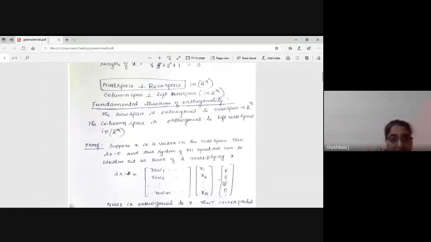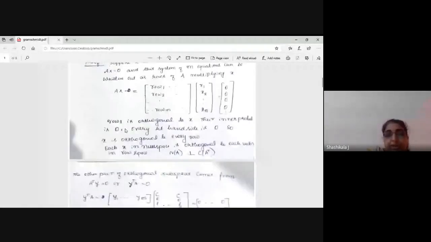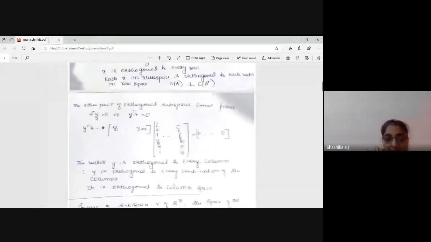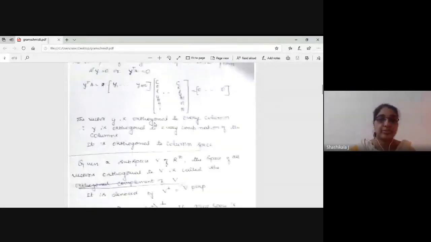Similarly, the other pair of orthogonal subspaces comes from A transpose y, because I'm talking about the left null space. Again, that should be equal to 0. If I write it like this, this is only possible if I take this orthogonal complement, so that indicates this is orthogonal to this one. Same thing, you have to write it for the proof.